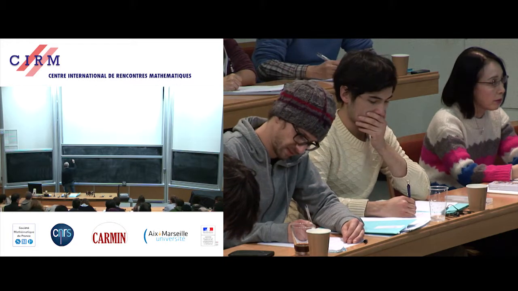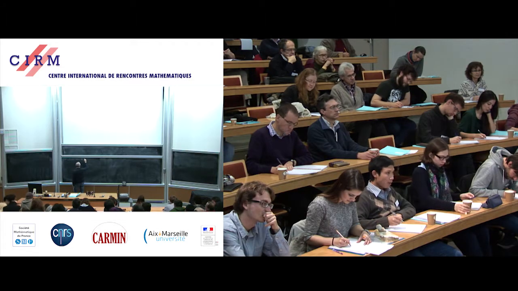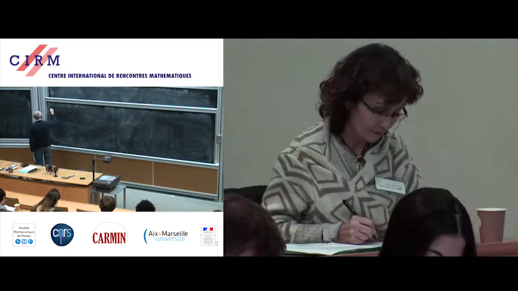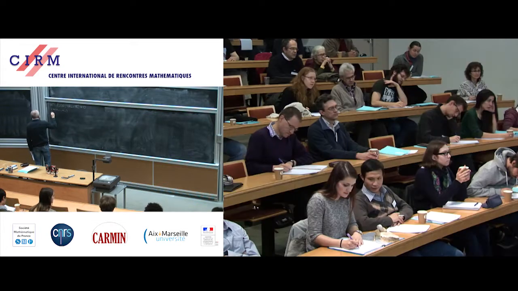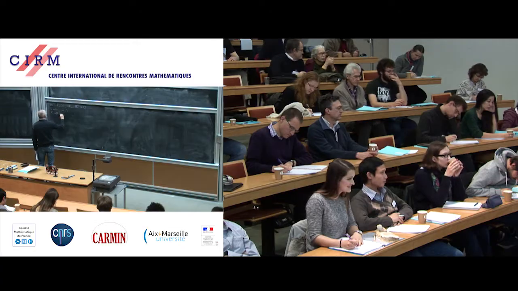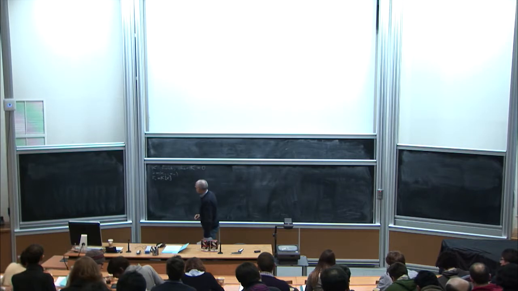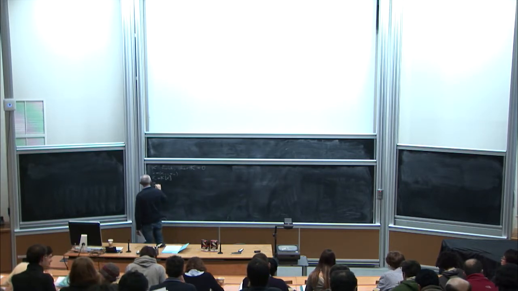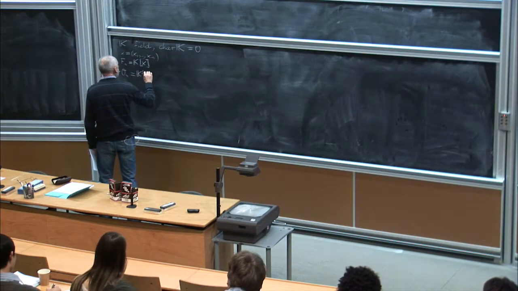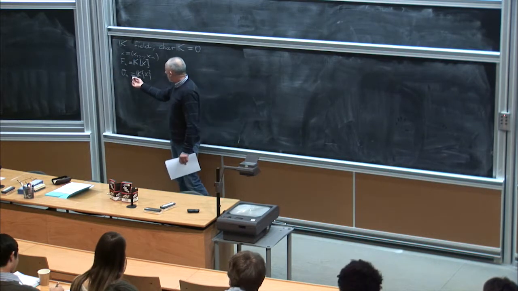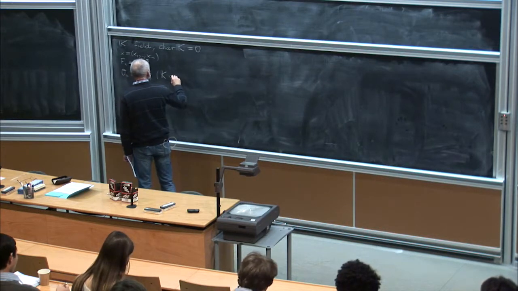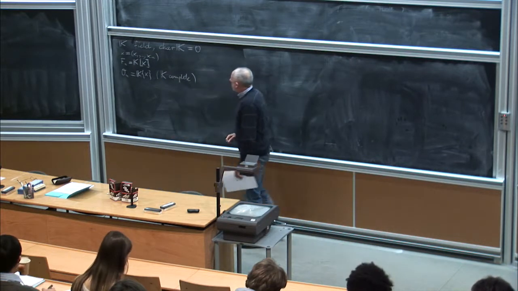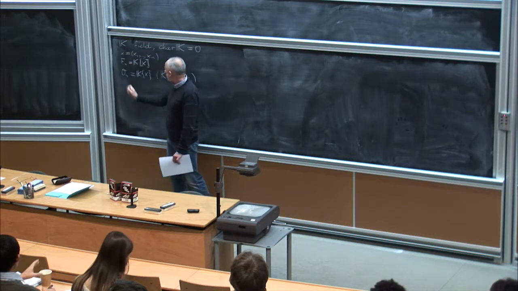So, K is an arbitrary field of characteristic zero. X will be an n-tuple of variables, x1, ..., xn, and I will look at the ring of formal power series, or at the ring of convergent power series, K{x}. Of course, in this case, I'm assuming that K is equipped with an absolute value and that K is complete with respect to this absolute value. Things will be valid for formal power series and convergent power series.